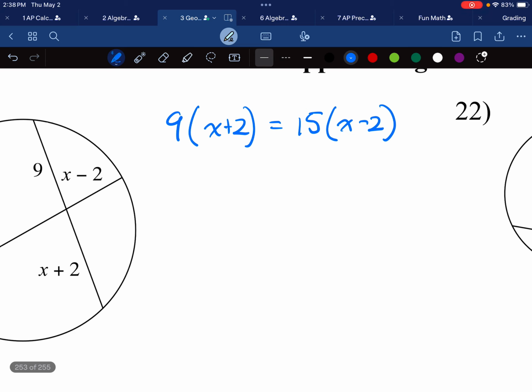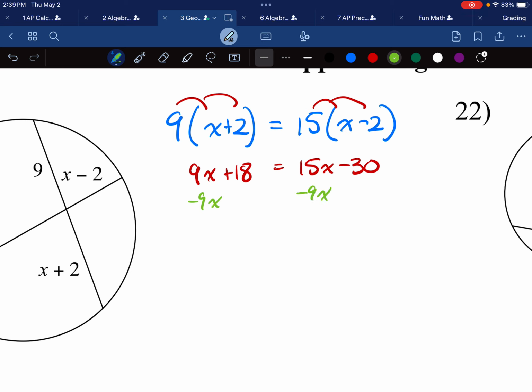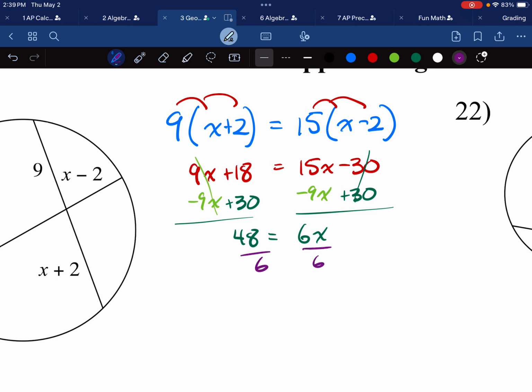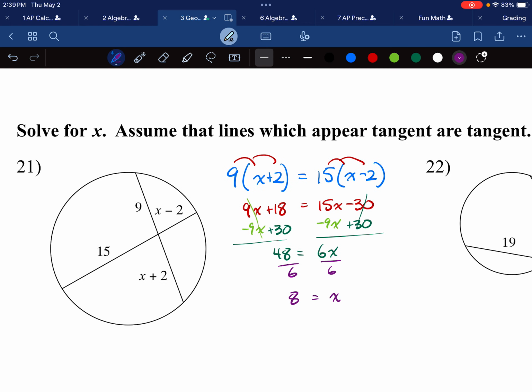All right, what do we get here? I'm going to distribute each of these. We get 9x plus 18. Distribute. This is going to be 15x minus 30. And let's go ahead and move the x to the left side. Minus 9x, minus 9x. So those are gone. And let's also move the 30 to the other side. Plus 30, plus 30. So that means that's gone. And we're left with 30 plus 18 is 48. 15x minus 9x is 6x. And then finally, divide by 6, divide by 6. X here is 8.